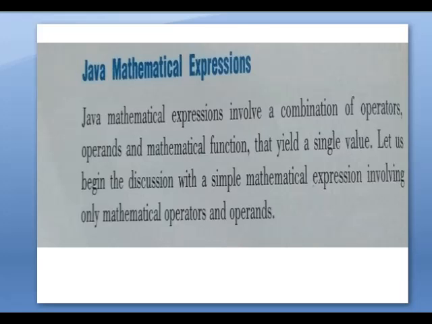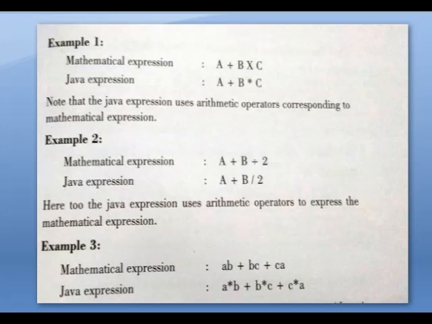The first example is this mathematical expression: a plus b into c. So in Java we will write a plus b, this asterisk mark we have to use, into c. Next example, the mathematical expression is like this: a plus b divided by 2. So the Java expression, for division you have to use the slash, that is a plus b slash 2.